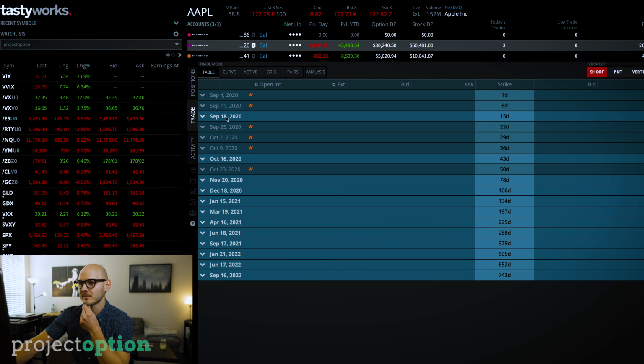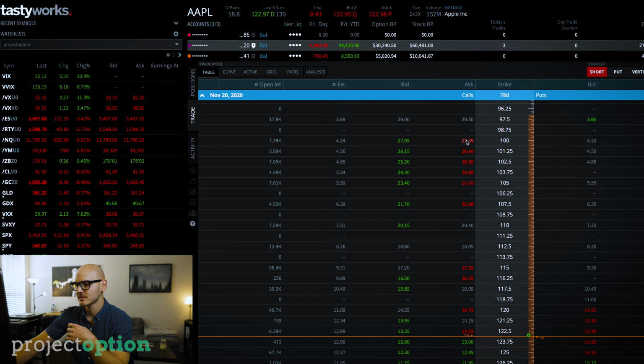So what I'm going to do is queue up a vertical spread that is fully in the money. For this, I'm going to look at a call spread. Apple's current price is $122.75. So I'm going to look at the 100-110 call spread, and let's look at a long dated expiration cycle, such as November 2020.